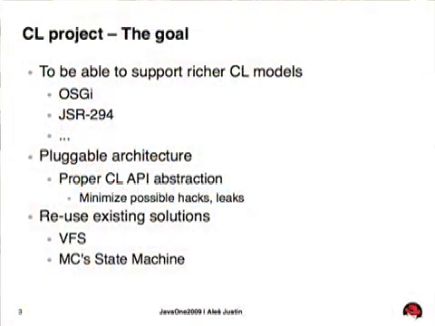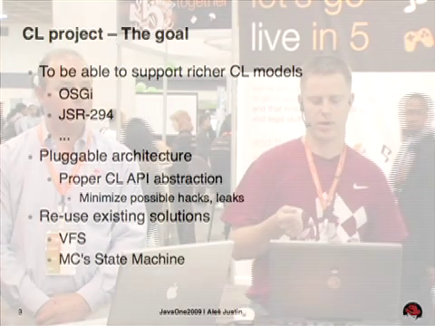Okay, the goal of the class loading project was to be able to support richer class loading models. For example, OSGi or the new JSR 294, or any other that comes along, or whatever you want to do with your class loading. We want to support a pluggable architecture, meaning that we want to abstract the class loader API in order not to code directly against the class loader, but make a proper abstraction. For example, based on policies like we're going to see later on.